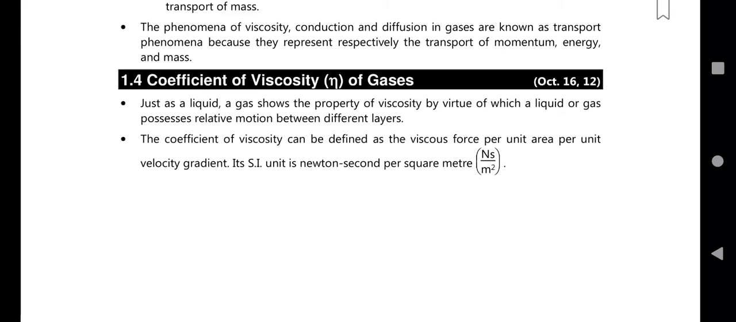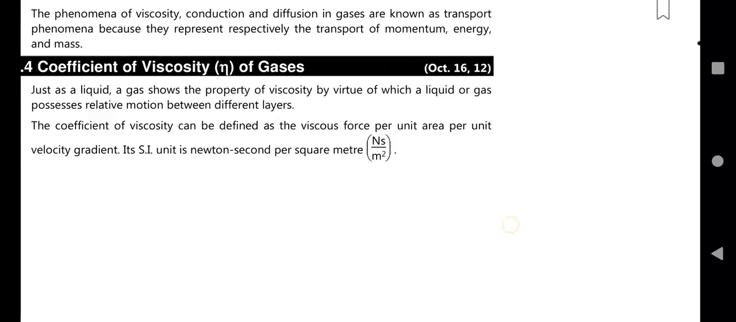Okay, this is the definition of coefficient of viscosity, that is the viscous force per unit area per unit velocity gradient, and its SI unit is Newton second per meter square.